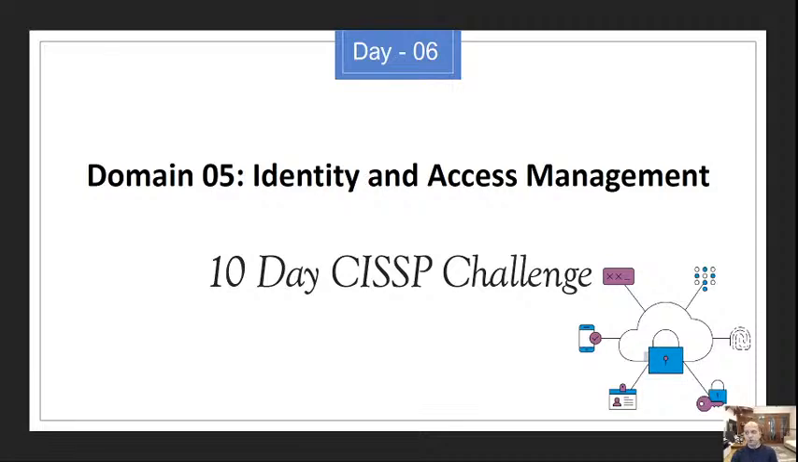Hello friends, so today is the sixth day of this 10-day challenge. Yesterday we were not able to start this challenge's classes, but today we are able to start day 6 of this 10-day challenge, and today our target is to understand the key takeaways of the topic from Domain 5 of CISSP. Domain 5 is about identity and access management.